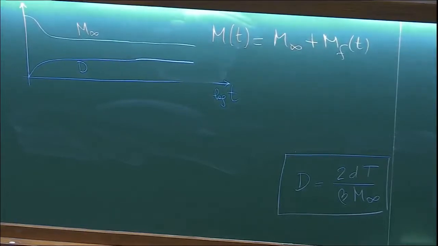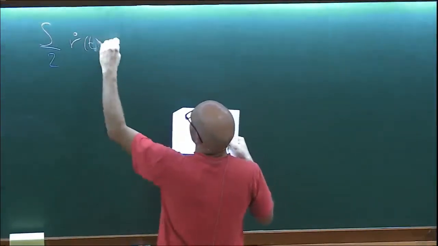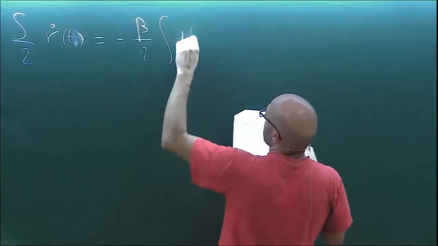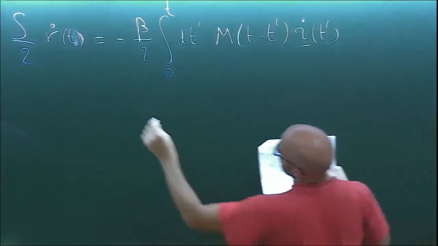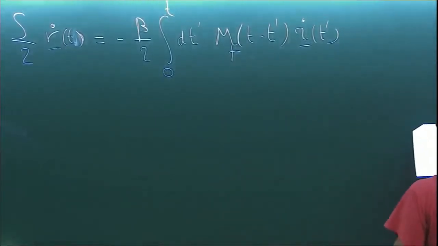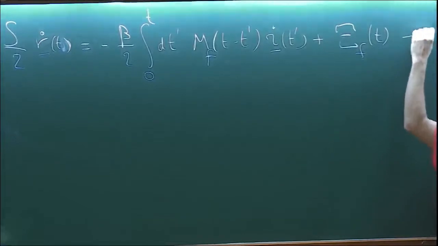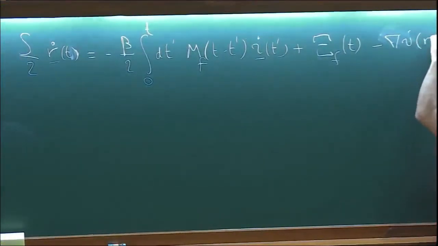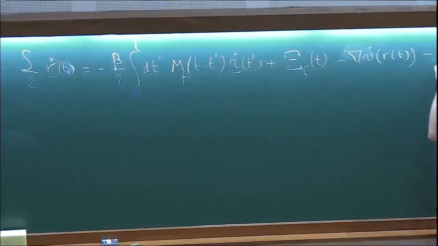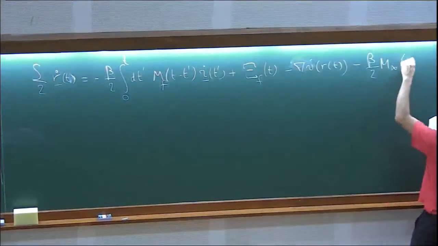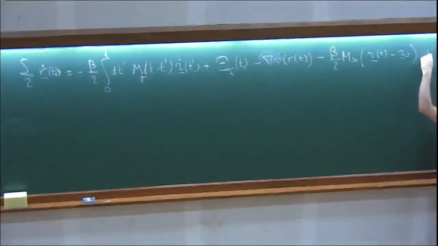Okay, so if I plug this into the equation for R, I don't want to give all the details, but I want to give you the idea. I get something like, I have my original friction, then I have a fast term. Then I'm going to decompose the noise also in a fast part that I call xi fast. Then I have the force, which I write as the gradient of V of R of t. And then when I plug the slow part, I have something like minus beta over 2 m infinity, and then the integral of r dot that gives me R of t minus R0, right? And then I have a slow noise.